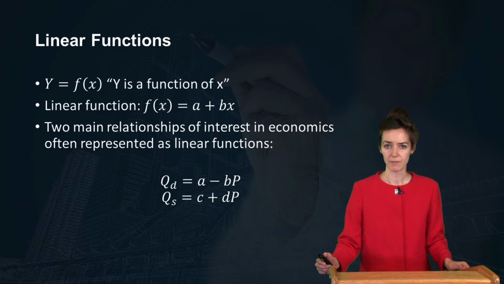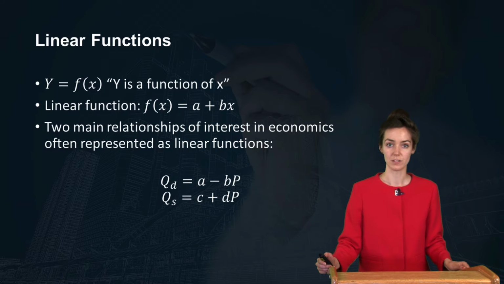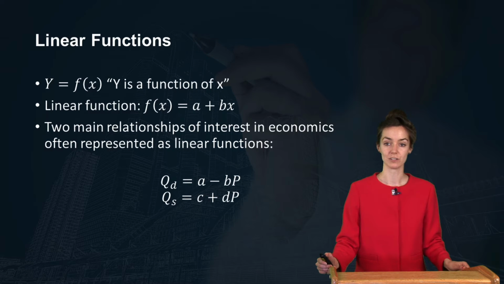So we can take this graph and we can represent it as a function. And we say y is a function of x. And most of the demand curves you're going to see in this course are linear functions. So we write f of x equals a plus bx, where a is the y-intercept and b is the slope. So our quantity demanded and our quantity supplied are written as linear functions, and they're written in terms of price.